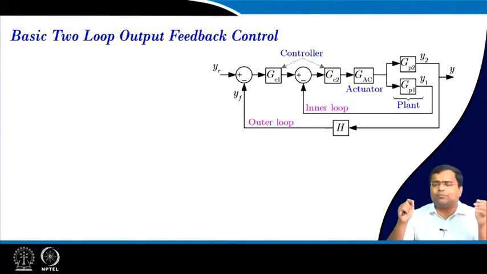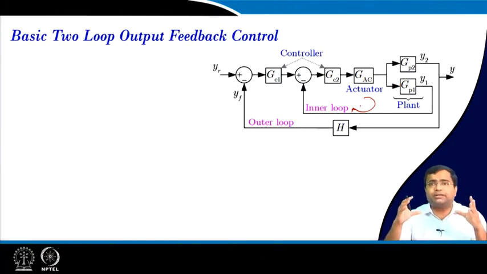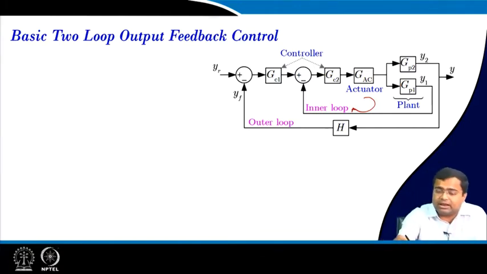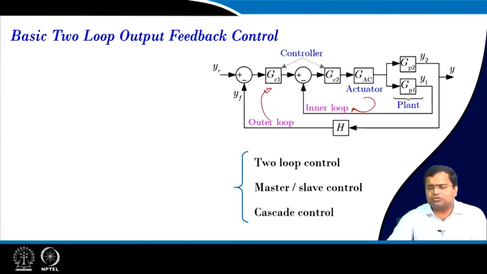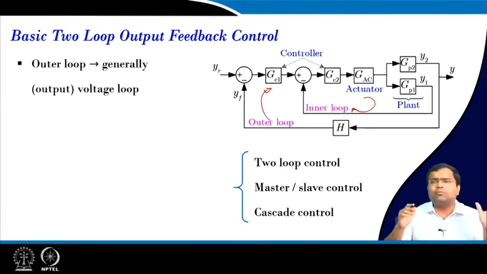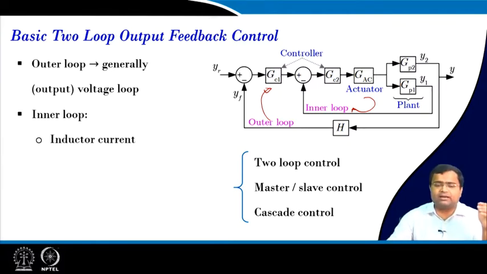Now, basic two loop control, if you consider, we generally consider an inner loop, which is generally the current loop for DC-DC converter, which is considered to be pretty fast. Then you can have an outer voltage loop, which is a slower loop, and this kind of control are known as two loop control. It can be master slave control or cascade control. And the outer loop is generally the output voltage loop, and the inner loop can be inductor current loop in case of current mode control.